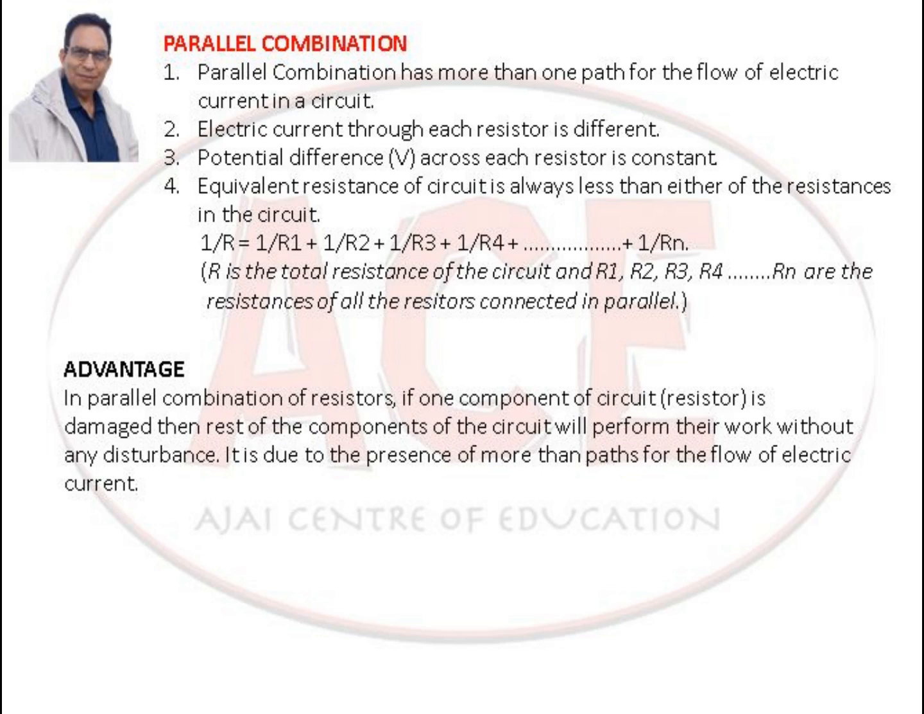1 over R is equal to 1 over R1 plus 1 over R2 plus 1 over R3 plus 1 over R4 and so on up to 1 over Rn. R is the total resistance of the circuit and R1, R2, R3 up to Rn are the resistances of all the resistors connected in parallel.